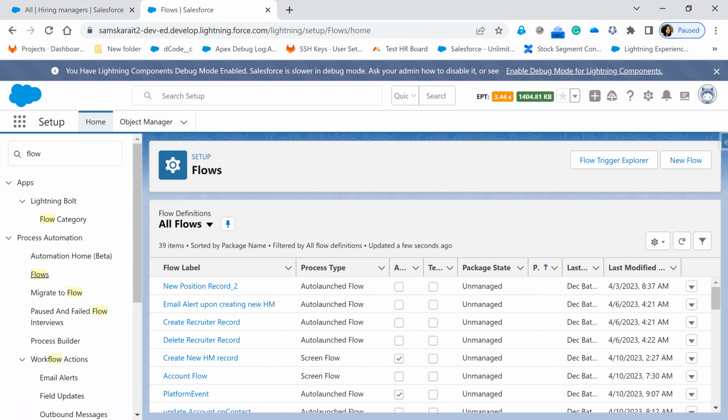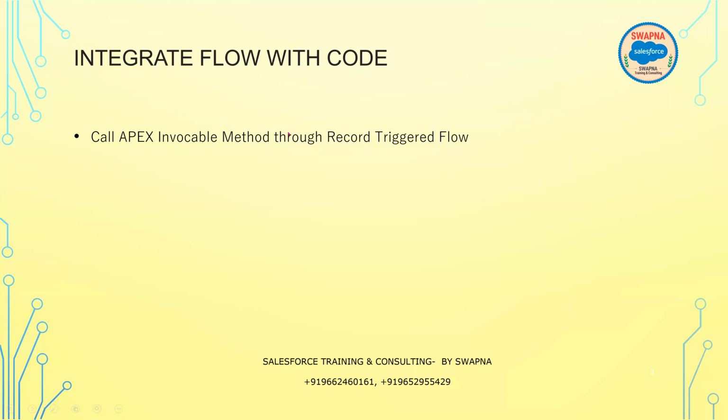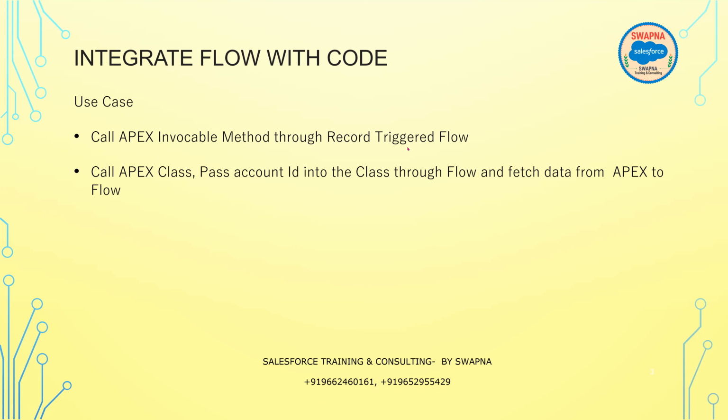Scenario is: call an Apex invocable method through the record triggered flow. That means use a record triggered flow, and through the record triggered flow, call the Apex invocable method. By calling that, pass the parameter from the Lightning flow to the Apex.